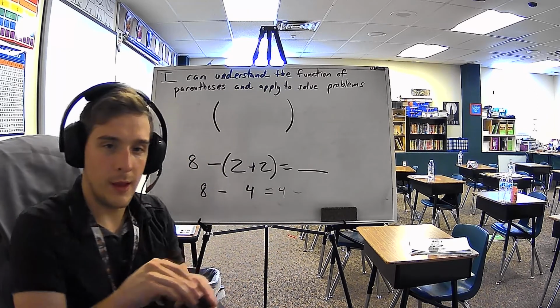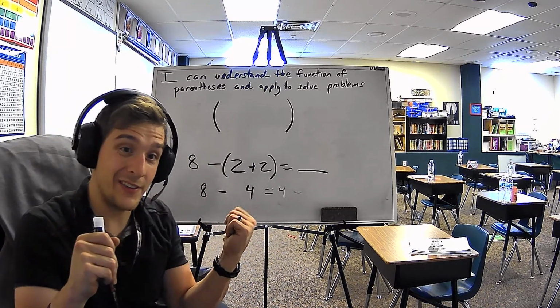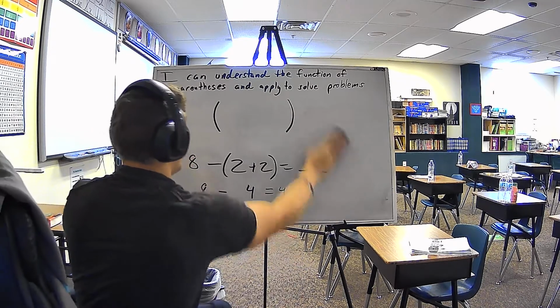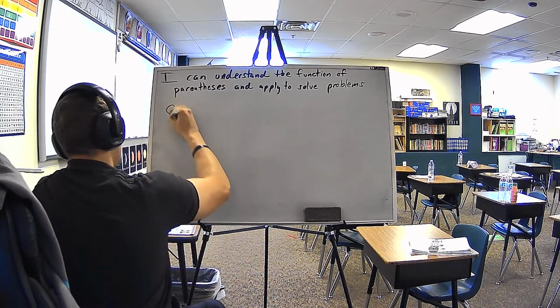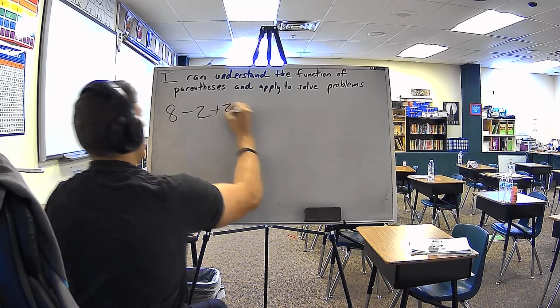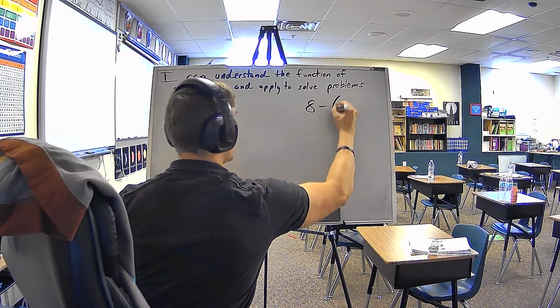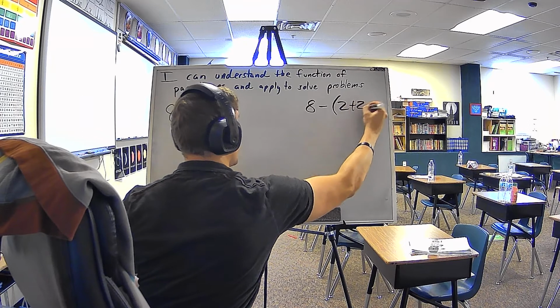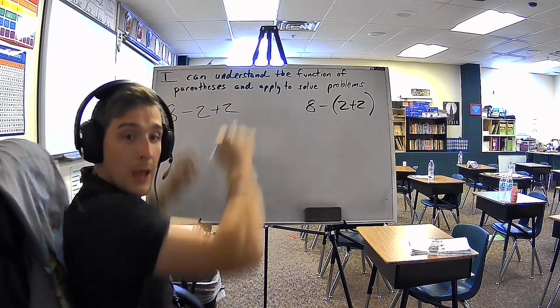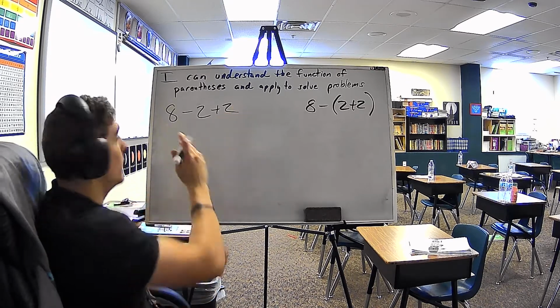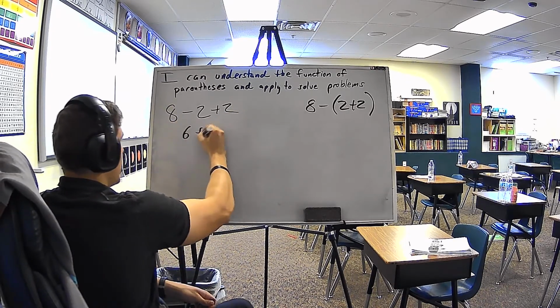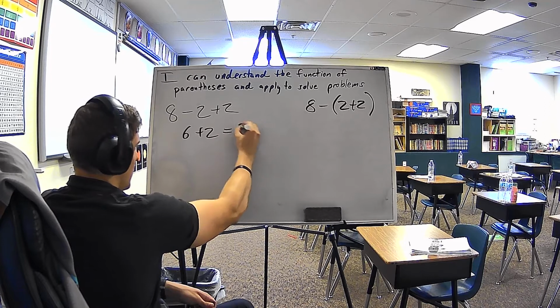Now, if you're paying attention, you notice that this is a very different answer than what the other one is. And to visualize that, I'm going to put them next to each other here. I'm going to have the 8 minus 2 plus 2, and the 8 minus, parentheses, 2 plus 2 in parentheses. Now I'm going to visually show you guys this. This one doesn't have parentheses, so I just go left to right. So this becomes 6 plus 2, which equals 8.